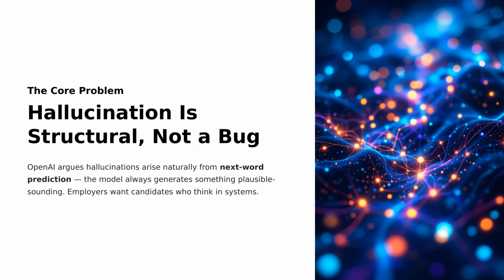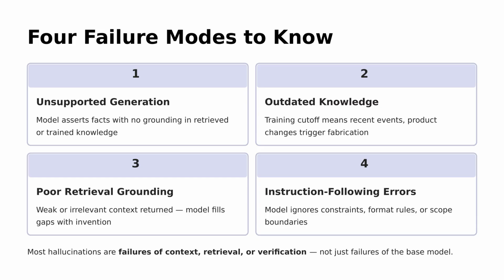The core issue is that hallucination isn't really a bug you can just patch out. It's structural to how these models work. OpenAI's point is that because the system is trained to predict the next likely word, it will always produce something that sounds plausible, even when it's wrong. That's why employers increasingly value people who can think in systems and understand the limits behind the output.